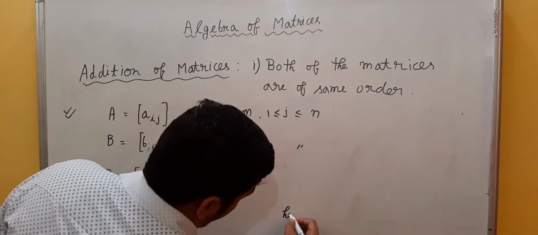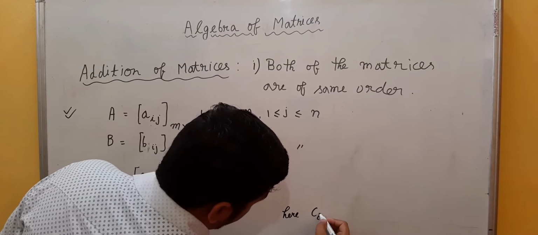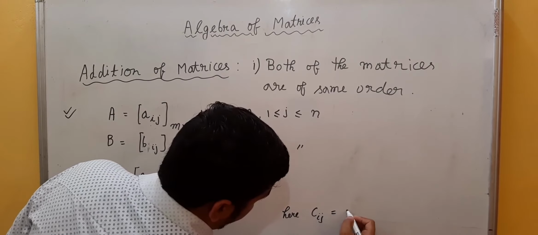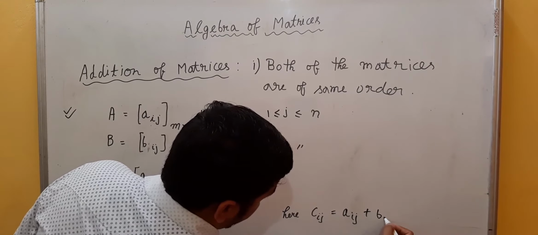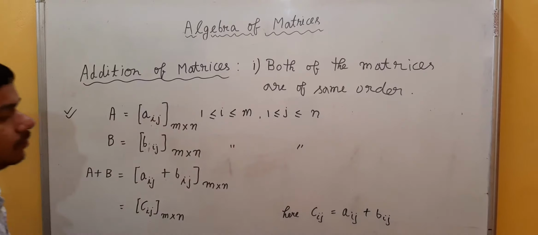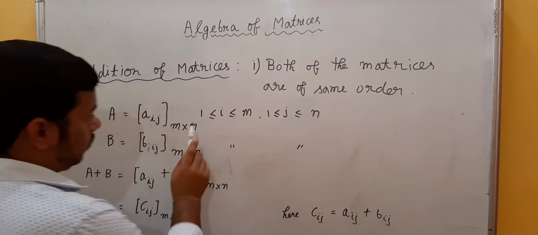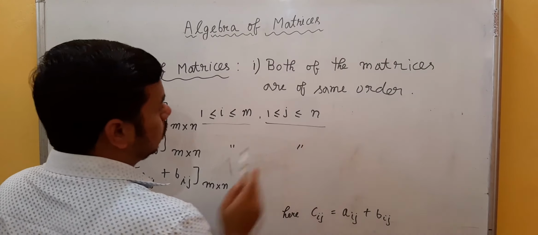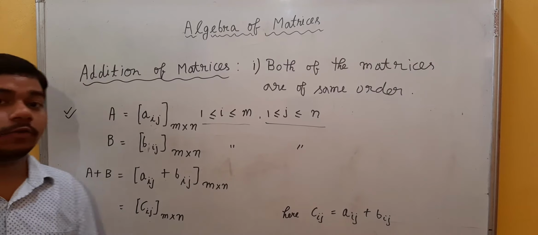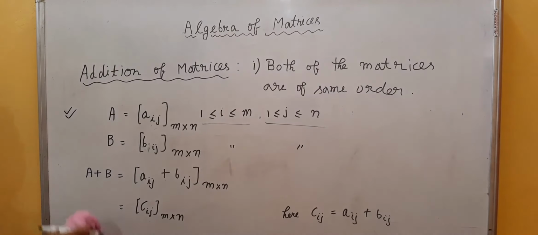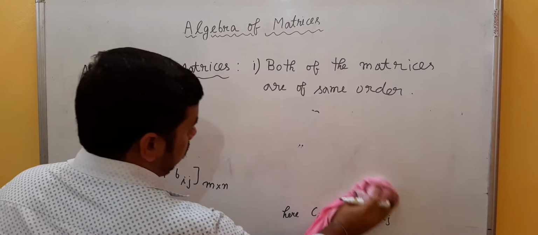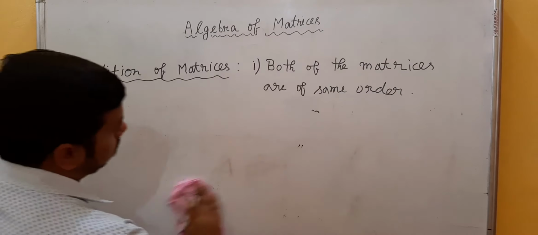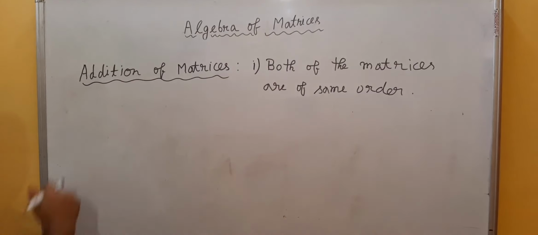Here Cij is equal to Aij plus Bij. The value of i varies from 1 to m and the value of j varies from 1 to n. Now let us see some properties of the addition. First of all, check the commutativity.